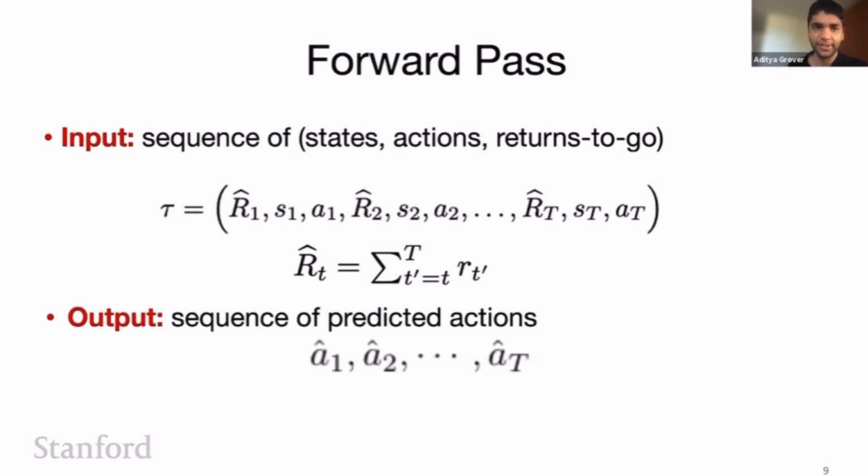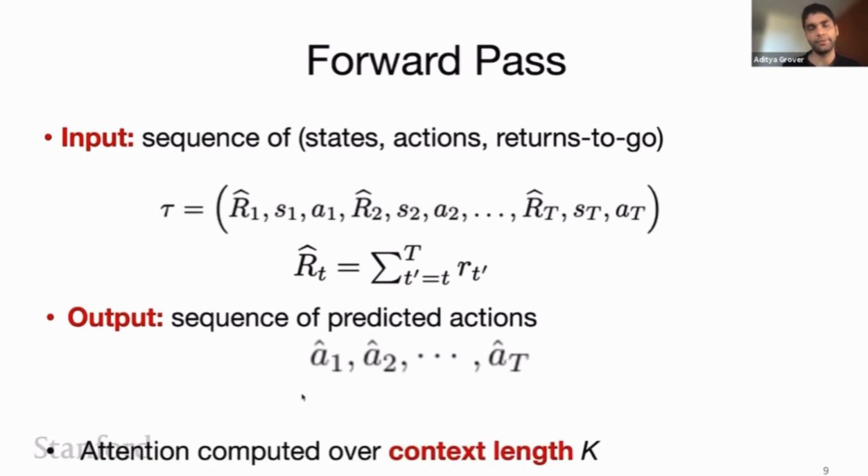What is the output? The output is a sequence of predicted actions. As I showed in the previous slide, we use a causal transformer, so we'll predict in sequence the desired actions. The attention, which is going to be computed inside the transformer, will take in an important hyperparameter k, which is the context length. We see that in perception as well. For the rest of the talk, I'm going to use the notation k to denote how many tokens in the past we would be attending over to predict the action at the current time step.